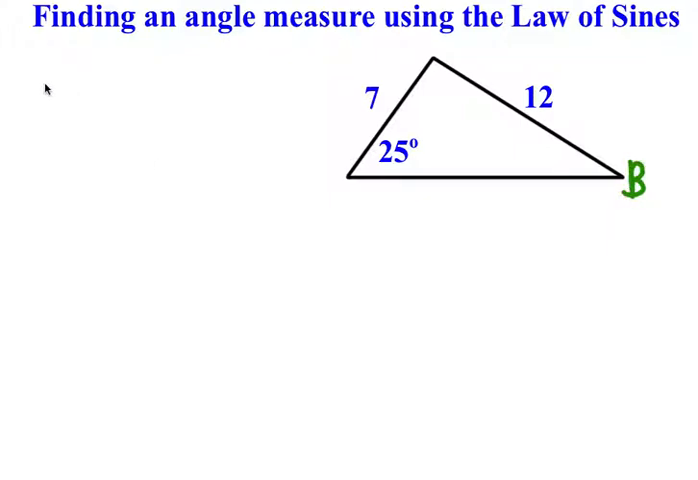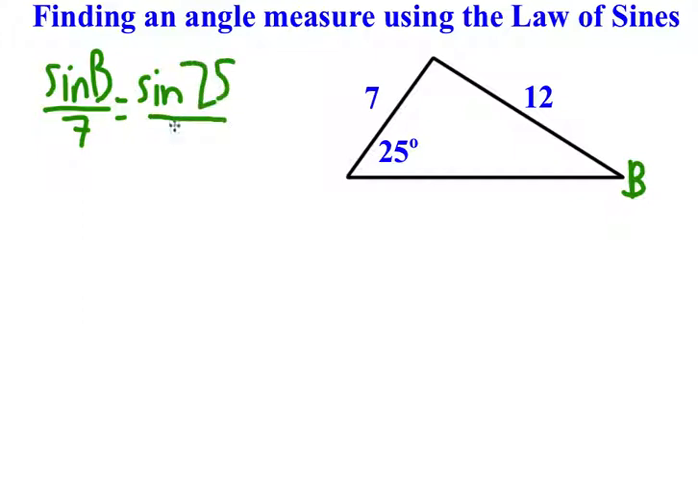So that means then we could set it up as the sine of angle B, which we're trying to find, and I like to put the unknowns on top, over its opposite side, which is 7, would equal, now remember, you can only take the sine of an angle measure. So sine of an angle is to a side length as the sine of an angle is to the side length. This gives us an equation which we can then, with a little bit of manipulation, solve.